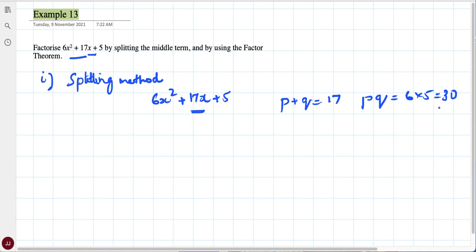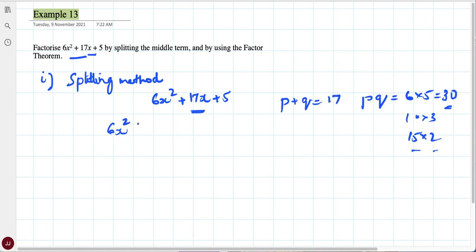So let's say 30. 10 and 3 won't do. 10 into 3, no, it's not adding up to 17. Then 15 and 2, yeah, 15 and 2 works, right? So we can use these two factors.